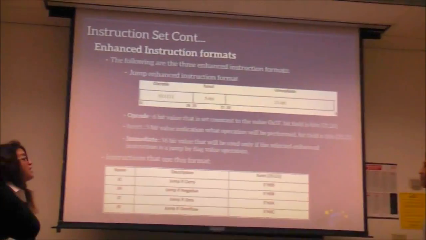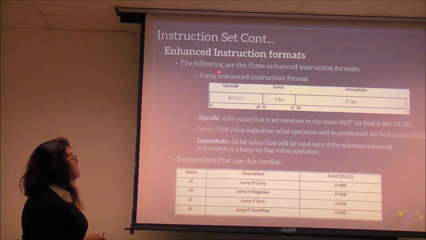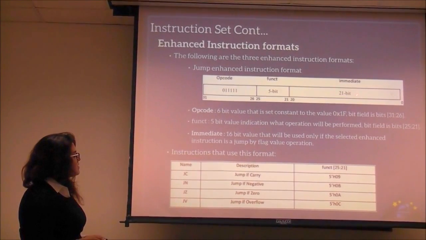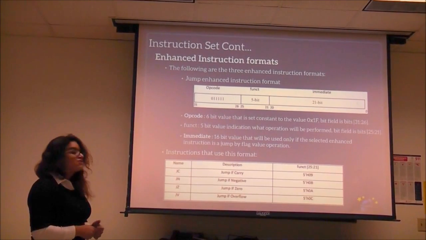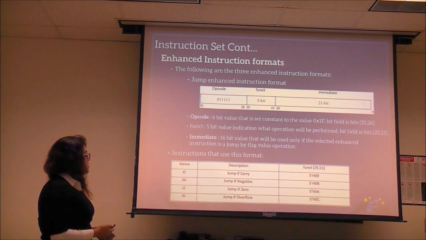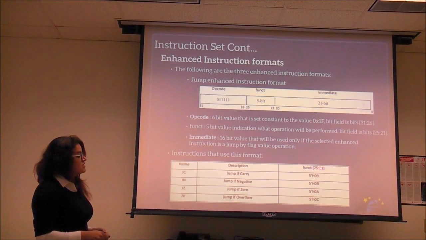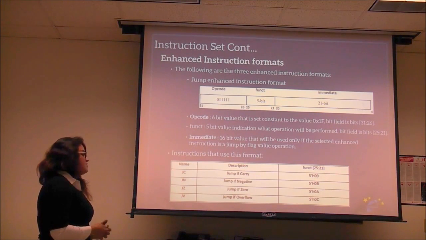And finally, we have our enhanced instruction formats. We have 3 different formats for the type of instructions we're doing, and the first one is the jump enhanced instruction format. The opcode is always set to a value of hex 0x1f with bit fields 25 to 21 defining which instruction exactly is going to be performed. There's a 21-bit immediate value. Oh, I'm sorry, that is a mistake. The 21-bit immediate value will be used in conjunction with the program counter to determine where in the program we're going to jump to. The enhanced instructions jump if carry, jump if negative, jump if 0, and jump if overflow will be used. These are the constant values that can be used to select which type of jump you're performing.